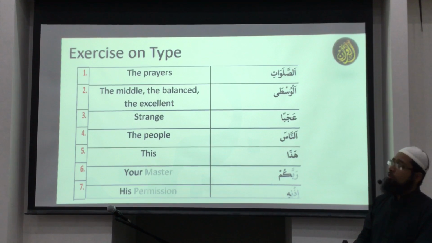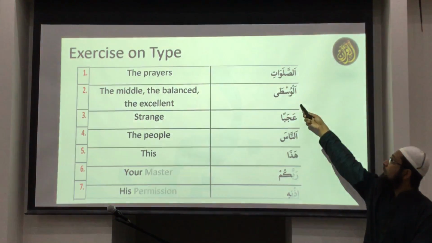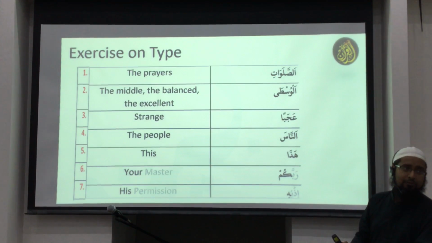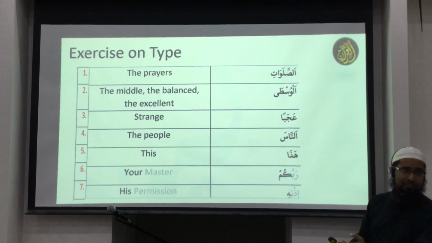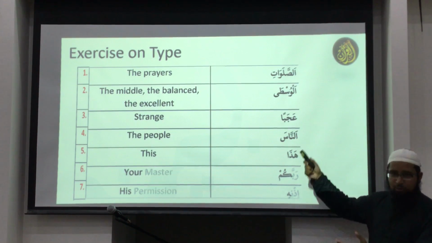The number 2, al-usta, is it proper or common? Brother Shabir? The second word, al-usta, is it proper or common? It's proper. Why? Because it starts with al. It starts with al, excellent, good. Ajaban, strange. The same word we use in Bangla also, ajab. It's not proper, because there is no sign of proper.